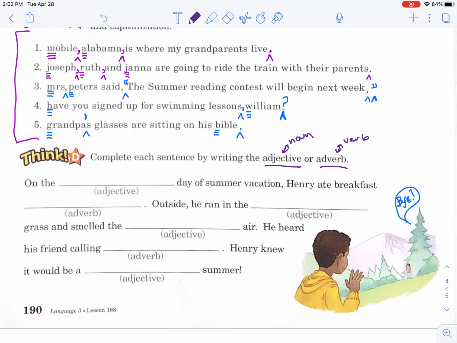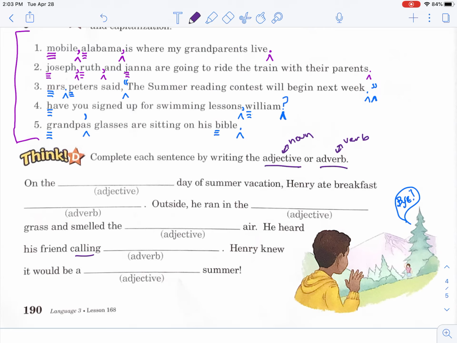On the something day of summer vacation, Henry ate breakfast something. How did he eat breakfast? Outside, he ran in the something grass and smelled the something air. So describe the air. He heard his friend calling. How did they call? So adverb. Henry knew it would be a something summer. So describes summer.